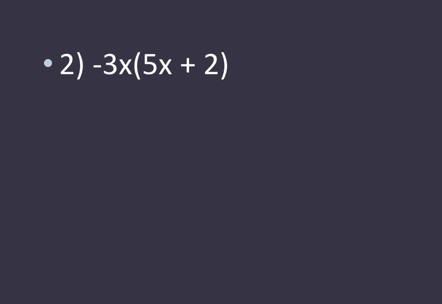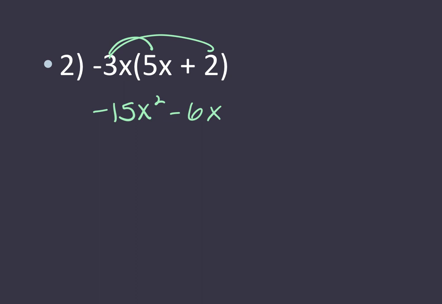All right, 2, we're distributing. This time there's a negative on the front of that 3. So when I distribute, I want to do negative 3 times 5, which is negative 15. And then x times x, which is x squared. And then negative 3x times 2. Negative 3 times 2 would be negative 6, and then there's just x to the first. Again, different exponents on those bases, so you cannot combine them. It would stay just like that. Questions on those?